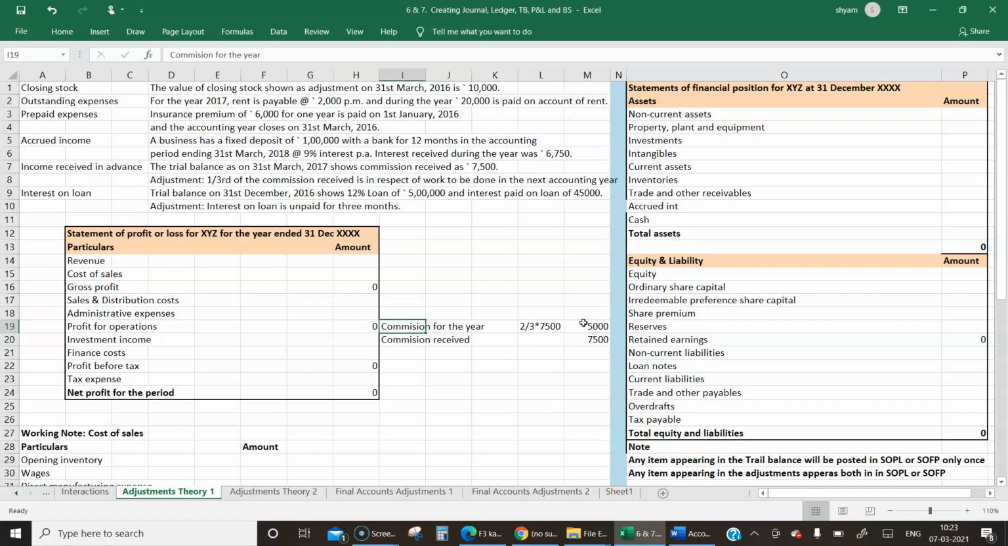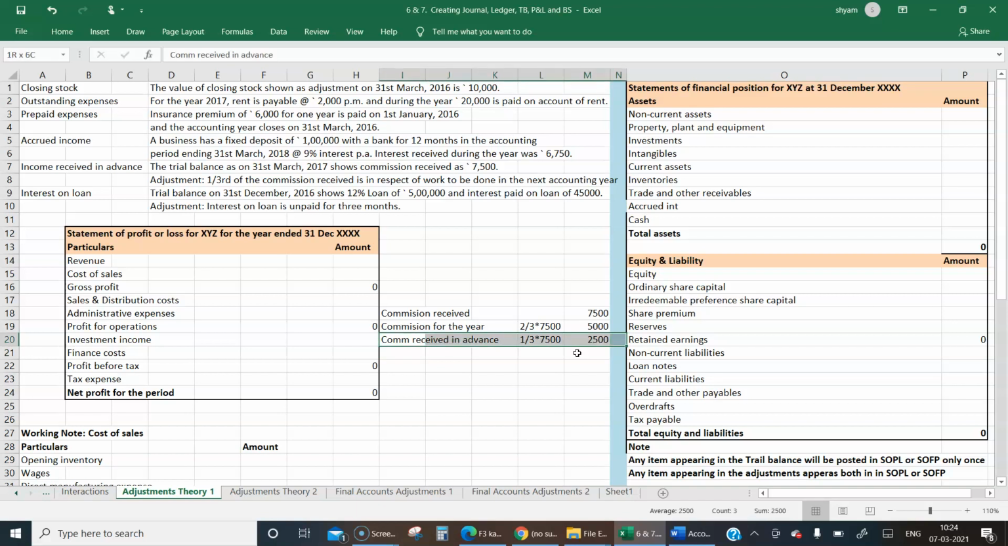And the balance, commission received in advance, would be 2,500. So the total commission received by the company is 7,500. Out of that, this year's commission is 5,000 and the next year's commission received in advance is 2,500.